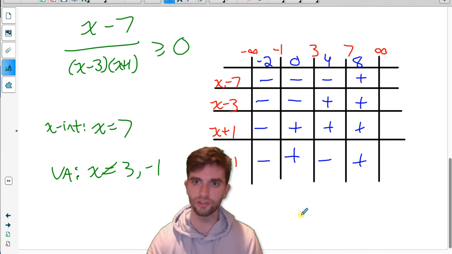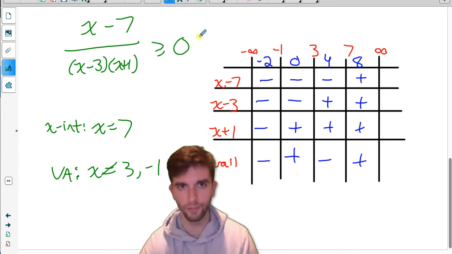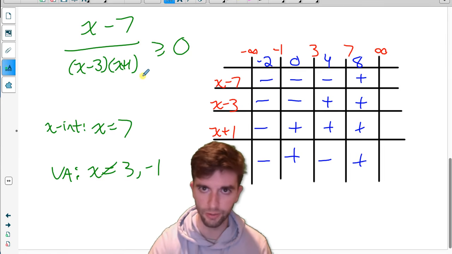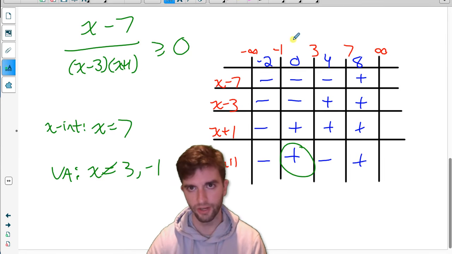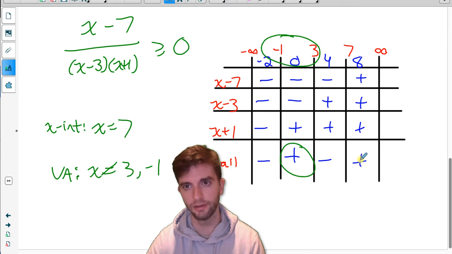This interval is also a solution because it's positive there, right? We're interested in when is it greater than or equal to 0. So we're interested in when is it positive. It's positive there and there.